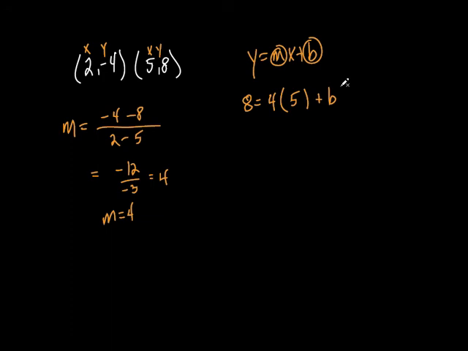Now, on that other one with the intercepts, we knew what the b was, didn't we? Because they told us what the y-intercept was. This time they didn't tell us. We got to figure it out. So 8 equals 20 plus b. Subtract 20 from both sides, and b is negative 12.